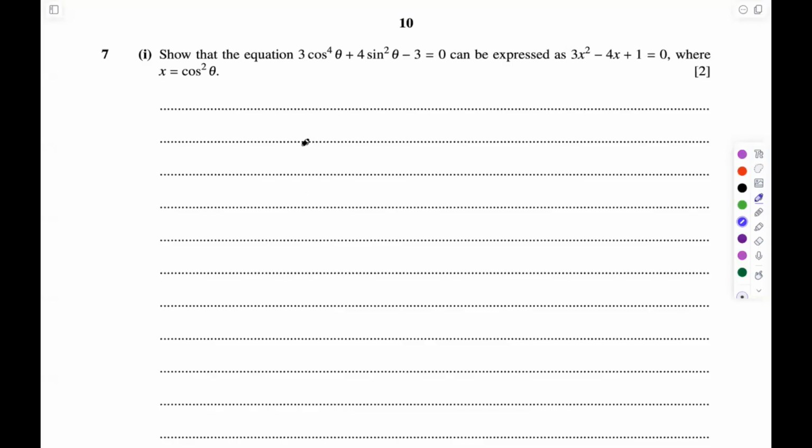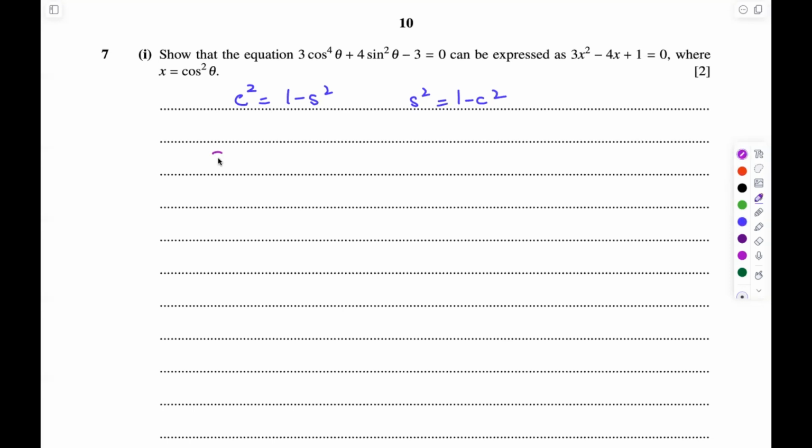In question 7, part 1, we have to show that the equation 3 cos to the power 4 theta plus 4 sine squared theta minus 3 equals 0 can be expressed as 3x squared minus 4x plus 1 equals 0, where x equals cos squared theta. As we have to bring it in terms of cos squared, x is representing cos squared. So we can first use the identity where cos squared is equal to 1 minus sine squared, or we can also write it as sine squared is equal to 1 minus cos squared.